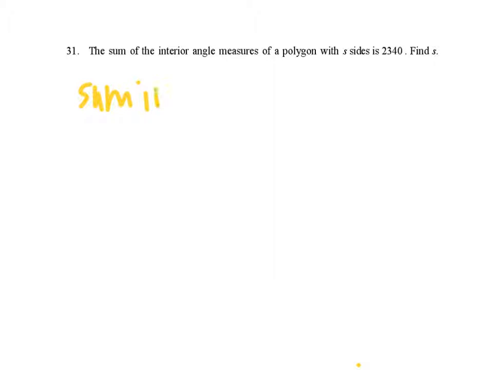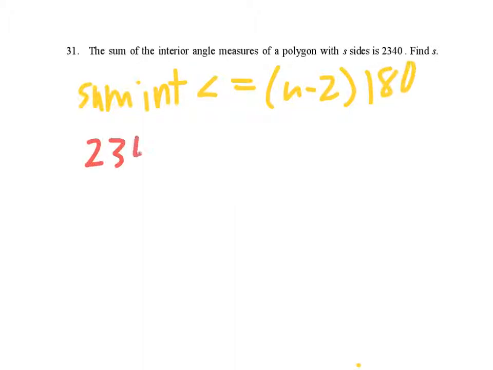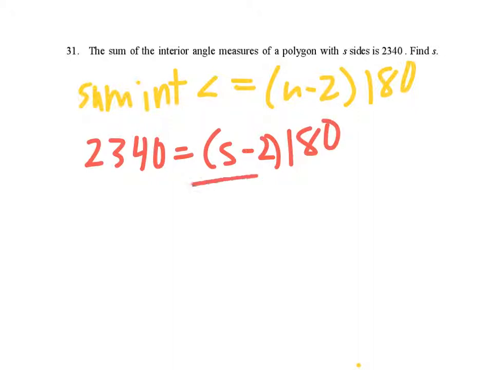The last one says the sum of the interior angle measures of a polygon with s sides is 2340. So I know that my sum of my interior angles equals n minus 2 times 180. Now they tell me that I know the sum is 2340. Instead of n, they use s. So we're going to have s minus 2 times 180. Now my first step is to get rid of that 180. So I'm going to divide both sides by 180.